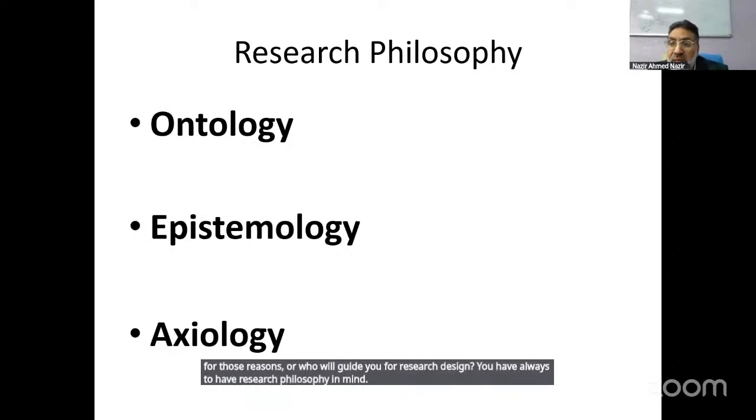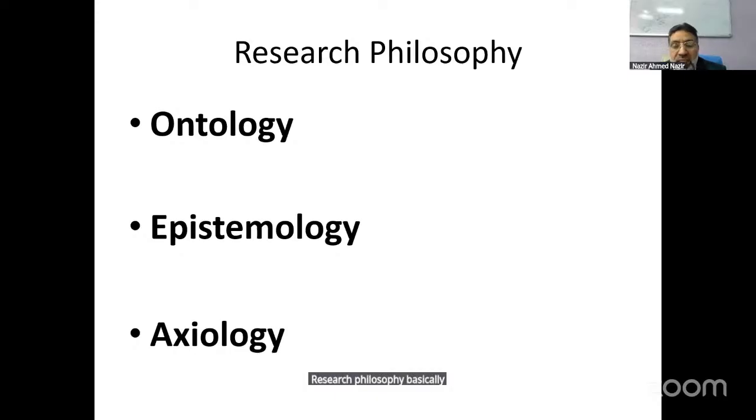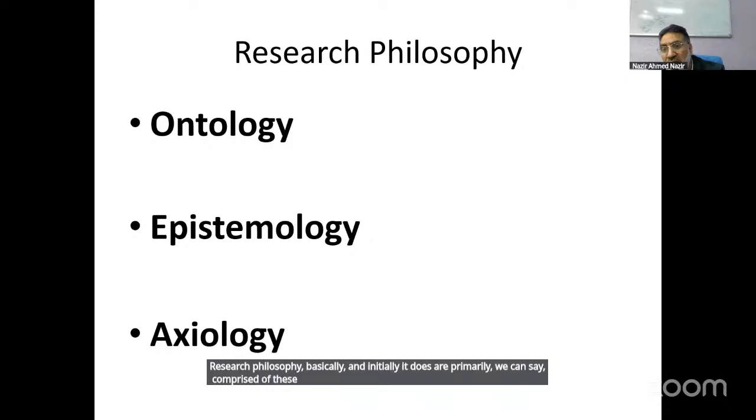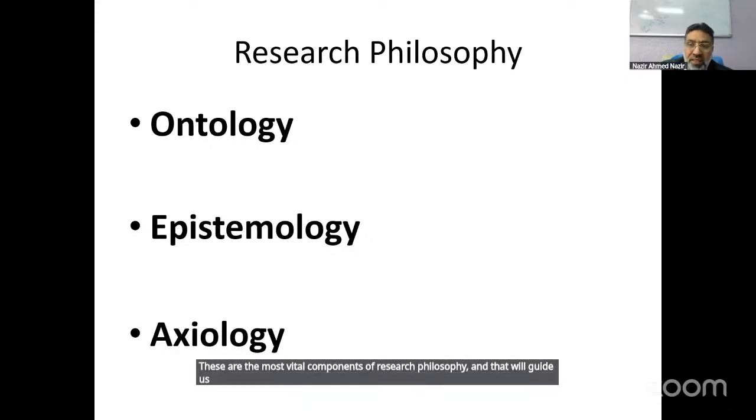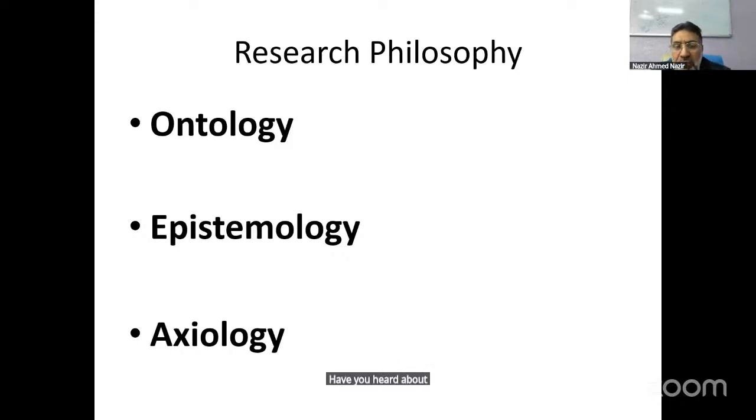Research philosophy primarily comprises these important components, especially ontology and epistemology. These are the most vital components of research philosophy, and that will guide us, and that do guide us, as to why have we followed a particular research design. Have you heard about it? Ontology, epistemology, and axiology, please.